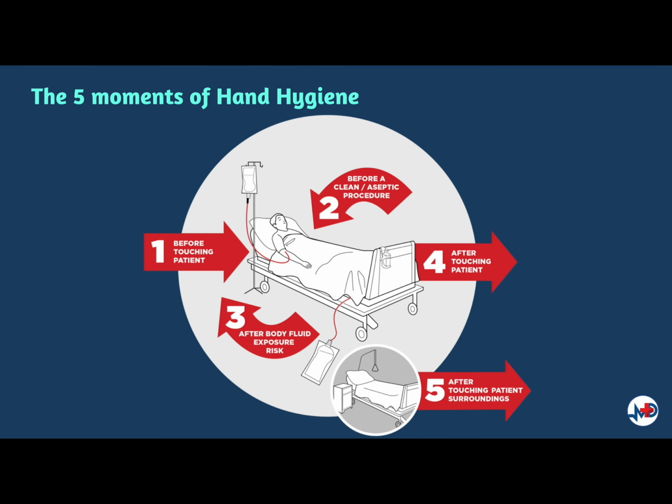There are 5 moments in hand hygiene, and they are before having direct contact with the patient. You should perform hand hygiene before a clean or aseptic procedure. After contact with body fluids or excretions, mucous membranes, non intact skin or wound dressings, after having direct contact with the patient, and finally, after touching the patient's surroundings, it could be inanimate objects and medical equipment in the immediate vicinity of the patient.